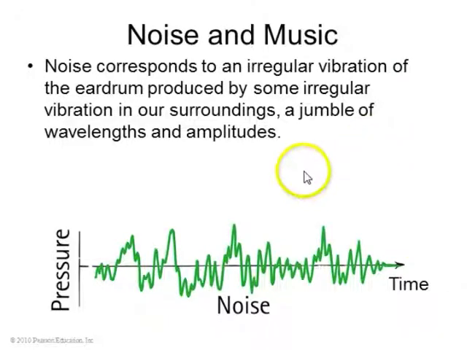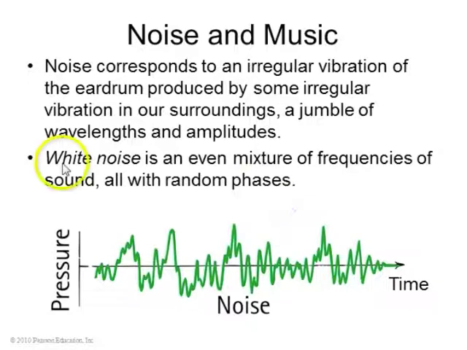So noise is sort of an irregular vibration of the eardrum that's produced by vibrations that have a jumble of amplitudes, frequencies, phases, all mixed together. White noise would be an even mixture of all these frequencies. It sounds like shh, and if you plot pressure versus time, you just get this big jumble with no particular frequencies standing out.